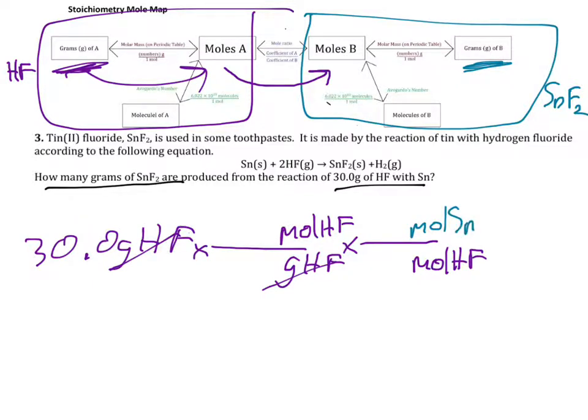So now we have a new substance here. But again, we don't just want moles of B. It's actually asking for the grams of B. So it's asking how many grams are produced. So again, we're starting here, and the question is how many grams are produced in this chemical reaction. So we put the moles of SnF2 on the bottom, and we're going to go to grams of SnF2 on the top. So we're going from moles to grams.